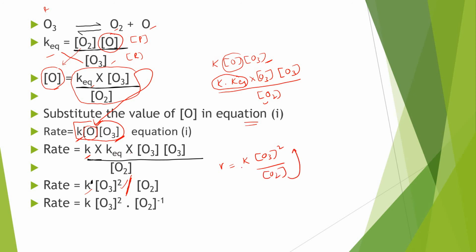Now if it comes up here, it becomes O2 to the power of minus 1. With respect to this concentration of oxygen, it has a negative value. The order with respect to O2 is minus 1. So in this way, you are going to get the order equal to negative also.